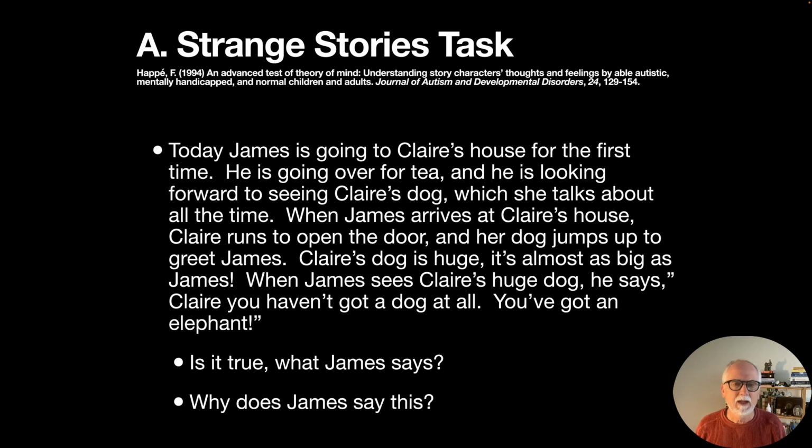And then you ask the question, why does James say this? So you can see that it requires a little bit of inference making here about James. If he's uttering that you've got an elephant, does he really believe that Claire has an elephant? Or what is he trying to make up? What's the point he's trying to make here about that dog and how big it is or how small it is?